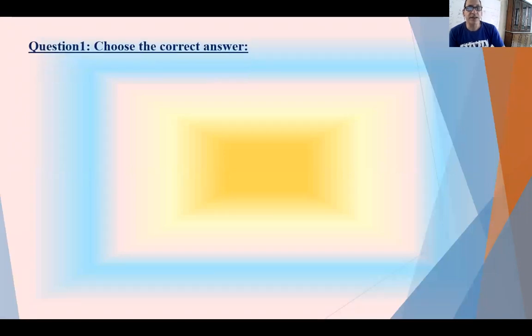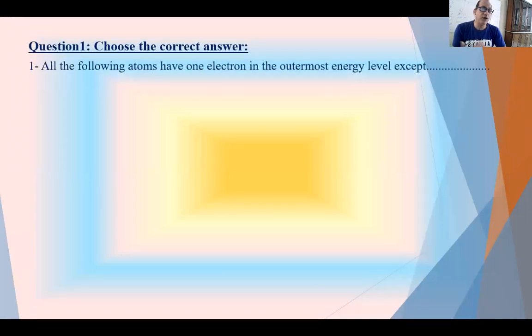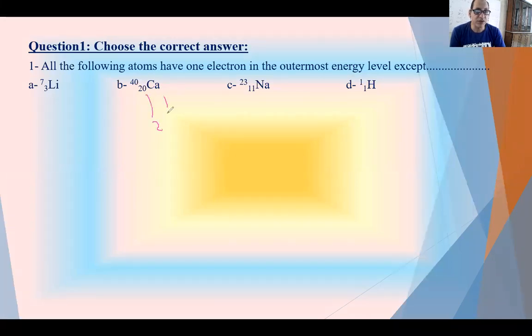Another type of questions: choose the correct answer. All the following atoms have 1 electron in the outermost energy level except... Lithium. We are concentrating on the atomic number, which is 3, so the configuration is 2, 1. So this one has 1 in the outermost energy level. Let's look at another one. It's calcium, supposed to be 2, 8, 8, 2. This has 2 in the outermost.